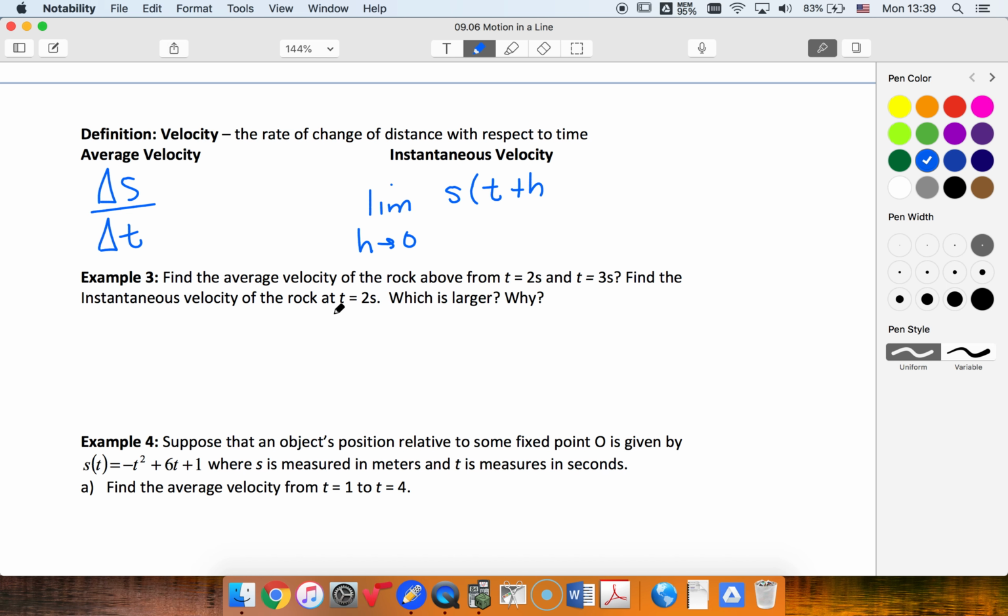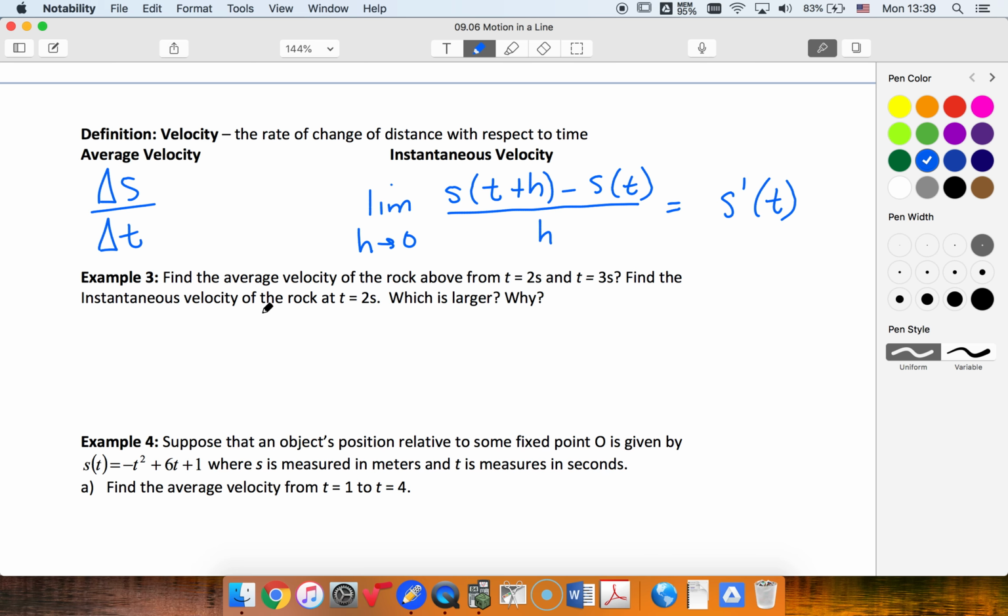So in this case, if I wanted at 2 seconds, it would be s of 2 plus h minus s of t, or in this case s of 2, divided by my difference in time. So of course that's going to be h. Looking at this of course is our first principles definition of the derivative. So instantaneous velocity is the first derivative of displacement.